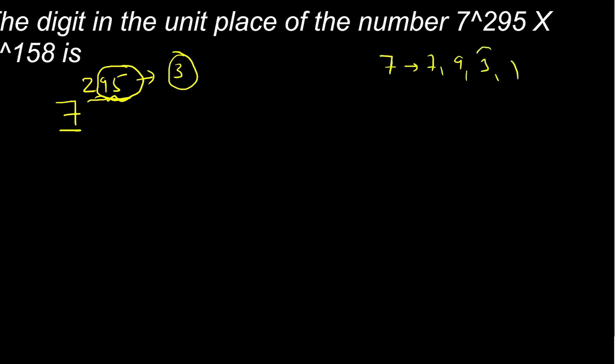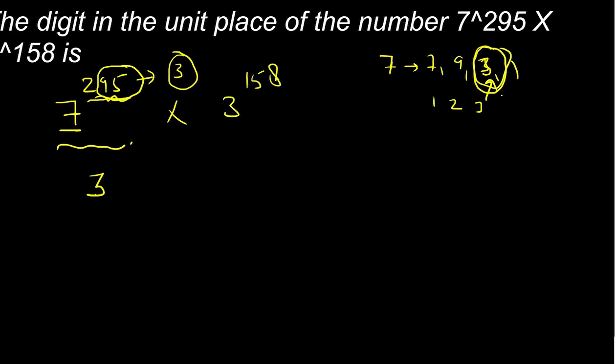So the remainder is 3, and fortunately the number is also 3. So it will end on 3. So 7 to the power 295 will end on 3, multiplied by 3 to the power 158.